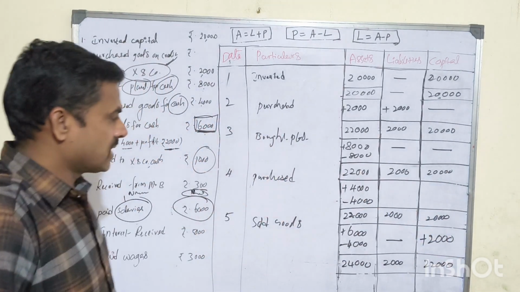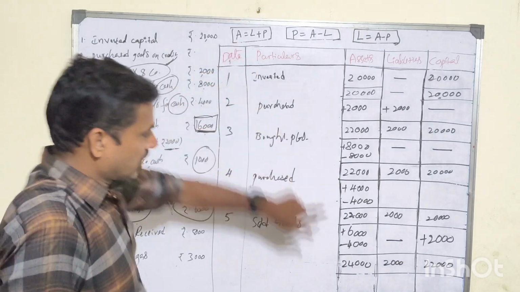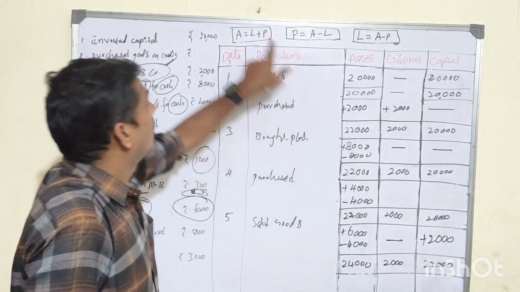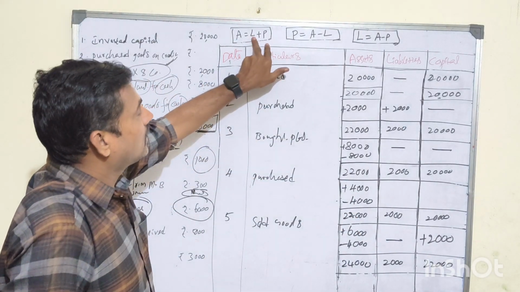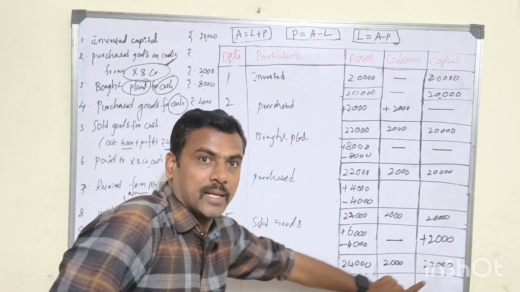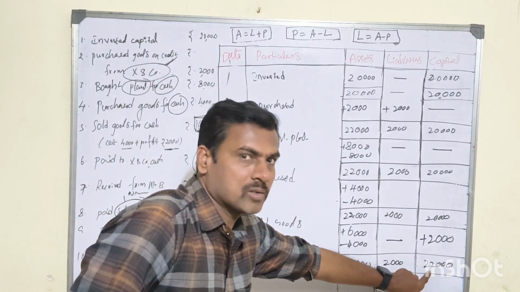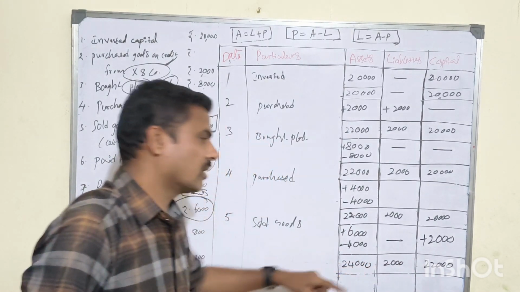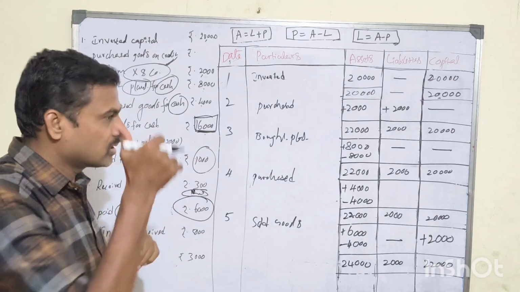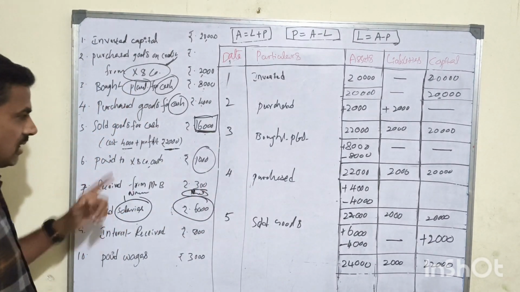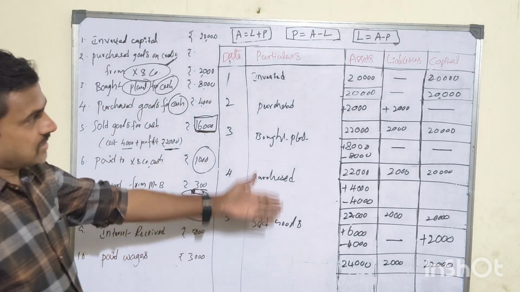Now let's talk about the equation. Assets is equal to 24,000, which is equal to liabilities plus capital. 22,000 plus 2,000 is equal to 24,000. Makes sense? Good. Okay. Last one, because we don't have space.